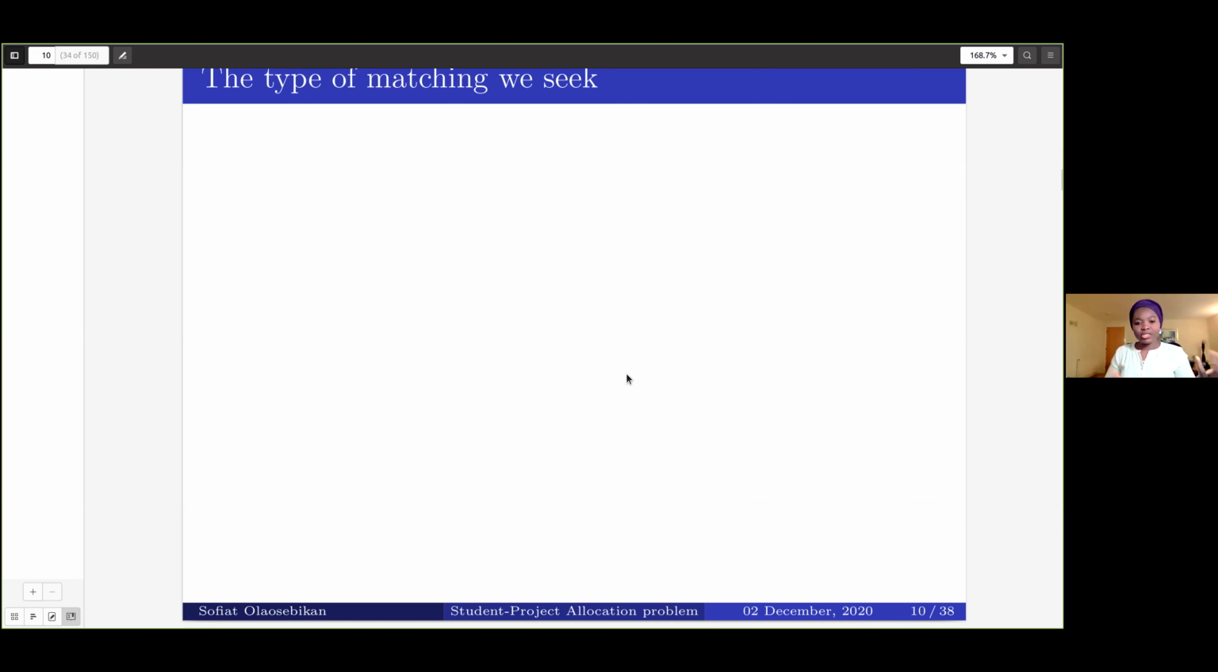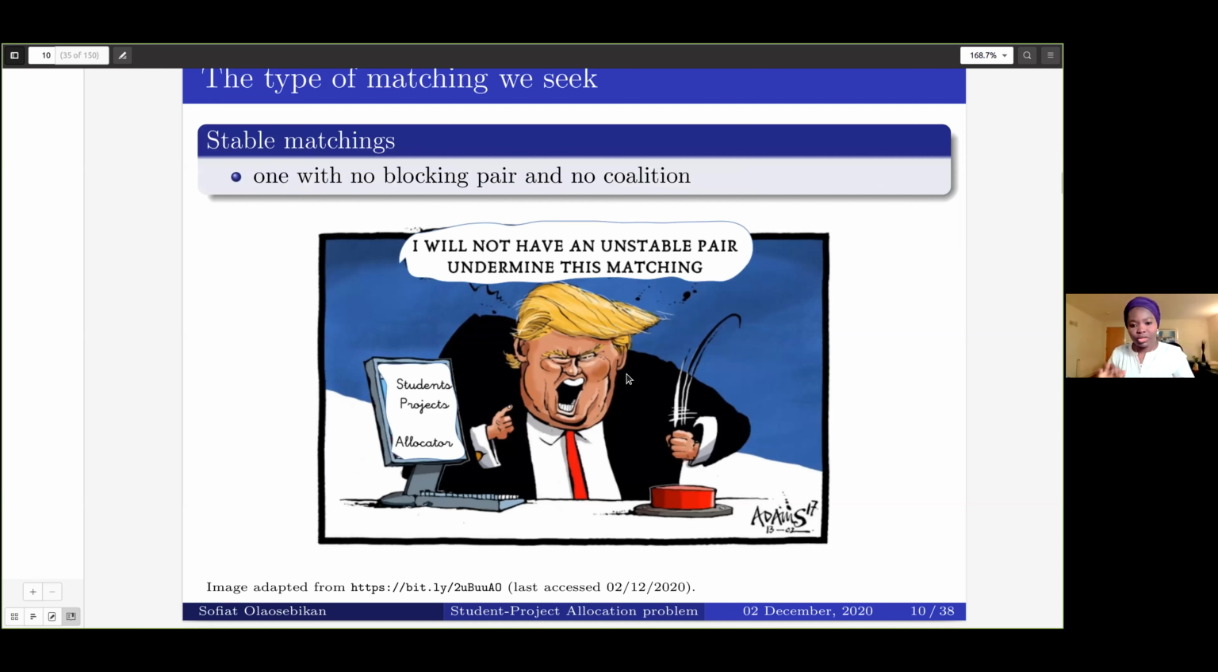So what type of matching do we seek? Essentially, we seek a matching that admits no blocking pair and no coalition, because we don't want to upset the person allocating students to projects. So we say a matching is stable if it has no blocking pair and no coalition.